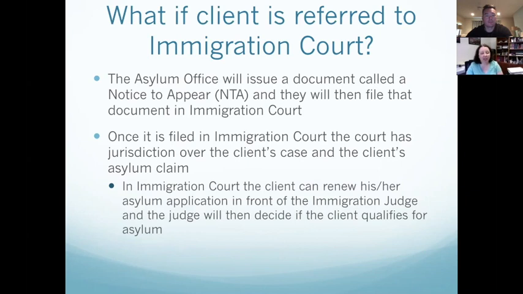So once the case is filed in immigration court, basically it's a jurisdictional shift from the Department of Homeland Security to the Department of Justice, or Executive Office of Immigration Review, and specifically to the immigration court. And once your client's case is in immigration court, you can renew your asylum application in front of the immigration judge. And then it will be the immigration judge's decision to decide whether your client qualifies for asylum.